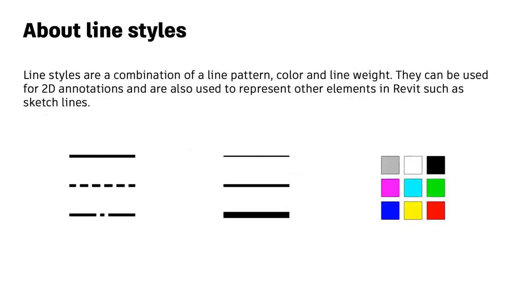Line styles are a combination of line patterns, colour and line weights. They can be used for 2D annotations and are also used to represent other elements in Revit such as sketch lines. Typically, object styles, line weights, line patterns and line styles will be set up and stored in a Revit template file. Your new projects are then started from this template.